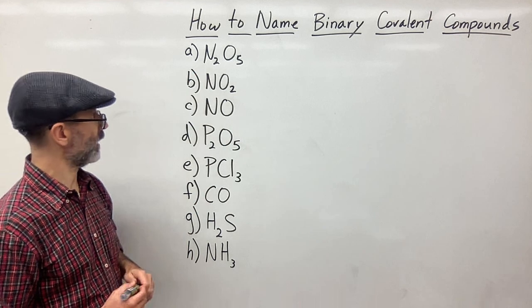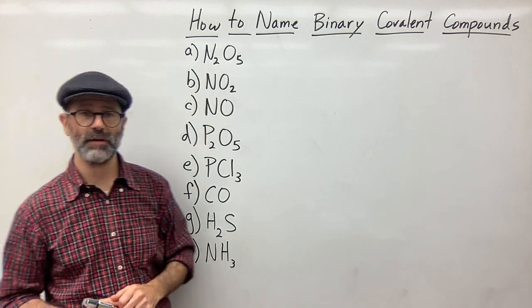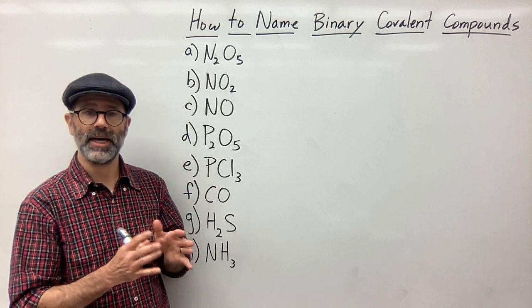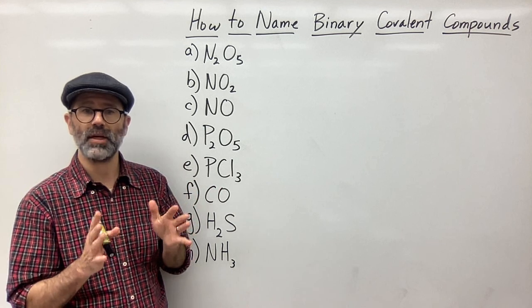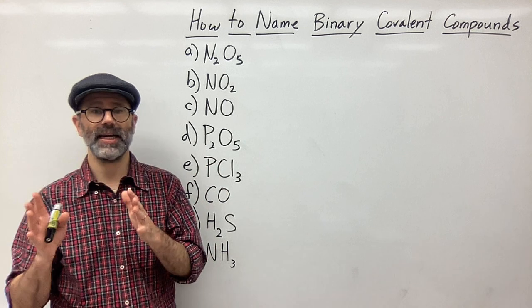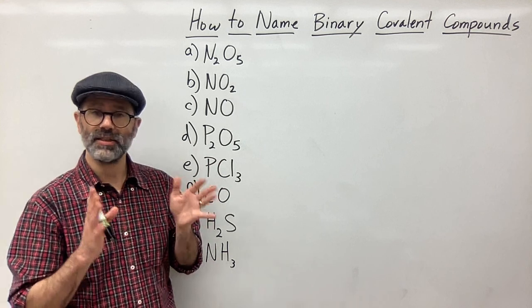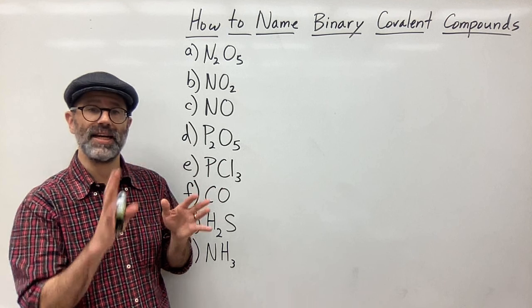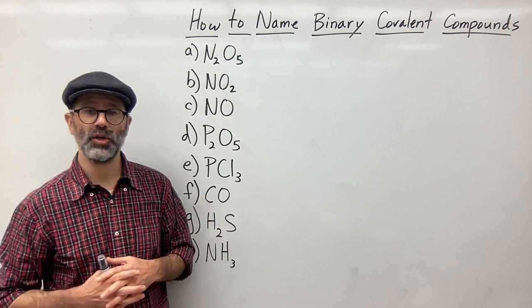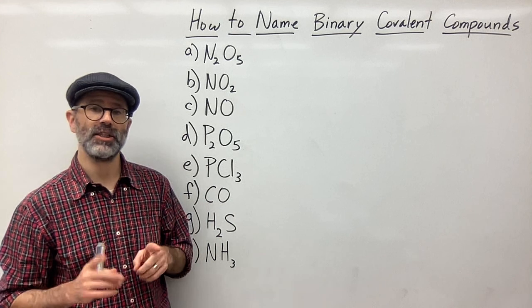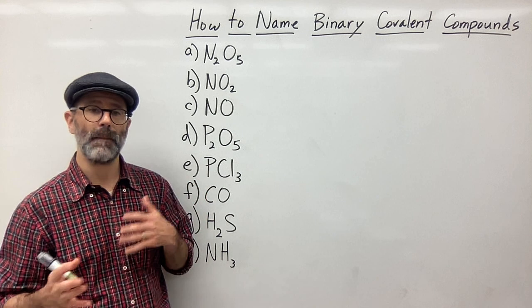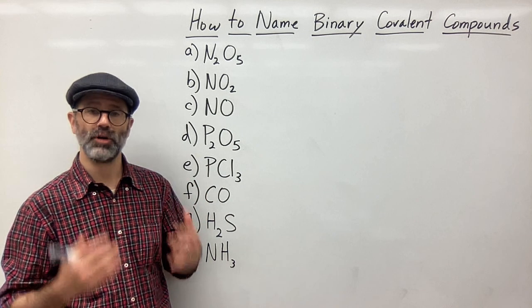So let's start with A. We have N2O5. So we got to name this. We're going to start with the element name. So again, very similar to naming of the ionic compound. You put the first element's name first and the second element's name second. And just like with the ionic compounds, you're going to change the ending of the second element and add the IDE ending. The difference here is we're not going to use Roman numerals. We're not going to use anything like that to identify how many of each element you have. We're going to use the Greek prefixes.